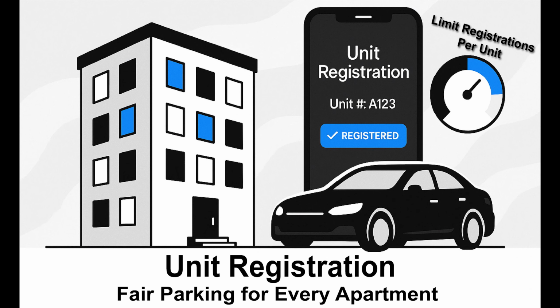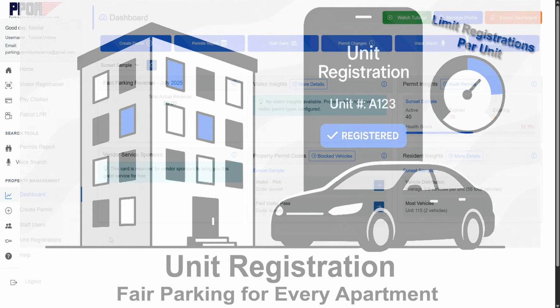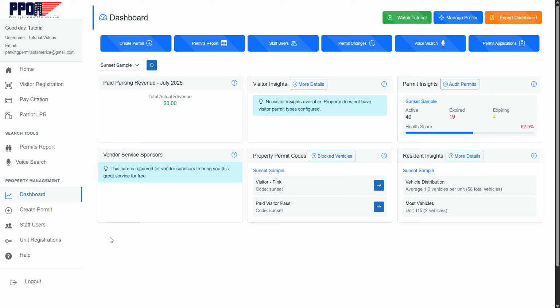Today I'll demonstrate our unit registration system, which allows property managers to control visitor permits at the apartment level. This tool enables you to set monthly registration limits per unit, while maintaining all your existing permit rules. Let's explore this feature together.